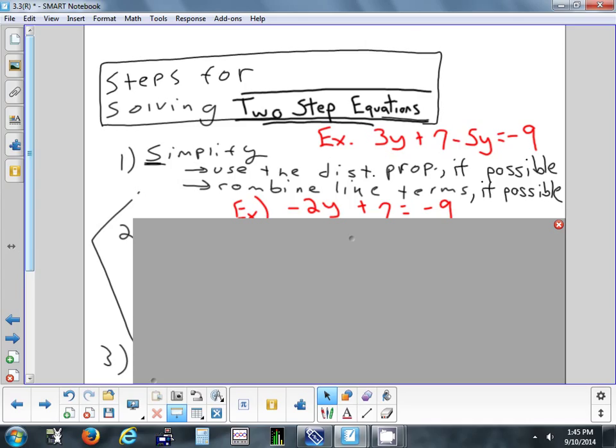Does that say combine or combine? Combine, not combine. I thought it was kind of funny.